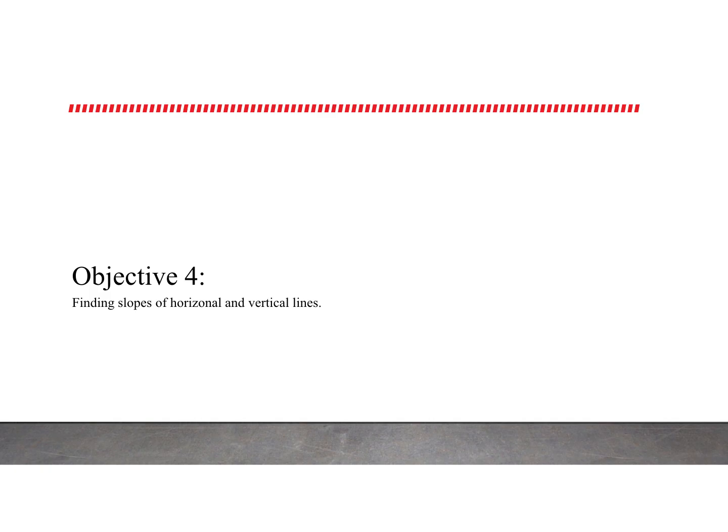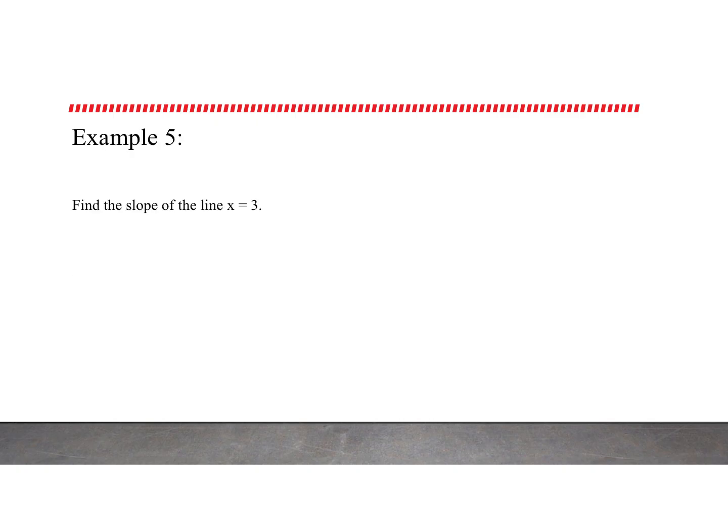Objective 4, finding the slopes of both horizontal and vertical lines. For example 5, it says find the slope of the line y equals 3. Now we've talked about this before, that when you only have one variable, this is one of your two special cases, horizontal or vertical. And if we make a quick sketch, x is 3, that's where we are going to be cutting through our axis, which means this is actually a vertical line.